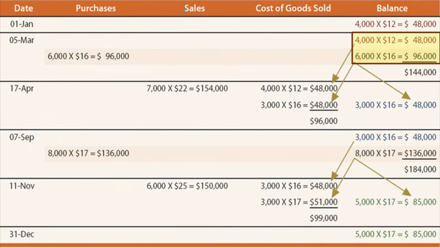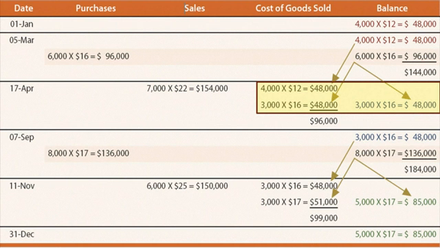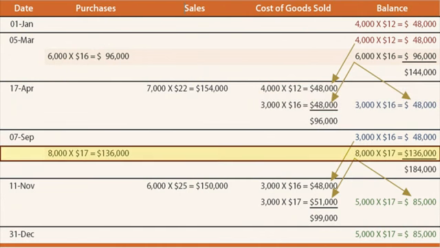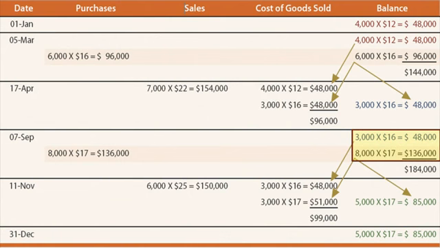Then we had a sale of 7,000 units on April 17th. So those 7,000 units, first in, first out, are going to peel away the 4,000 at $12, and then from the 6,000 unit layer, 3,000 are assumed to be sold, and 3,000 remain in ending inventory. So if we tally at that date, we have $96,000. Remember that number, 96,000. 96,000 is the cost of the goods sold on the day when we had sales of 154,000.